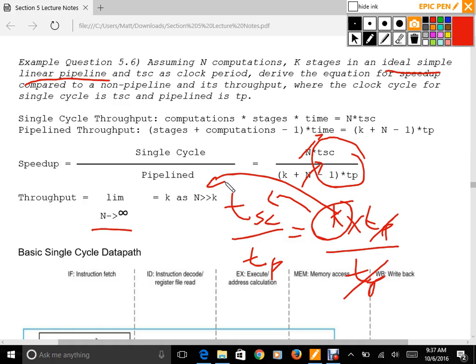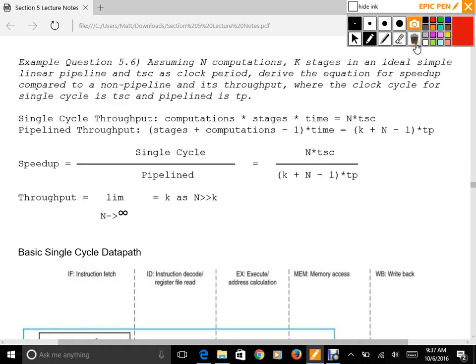Any other questions? So you're all datapath experts now. I was surprised that nobody has any datapath related questions. All right.